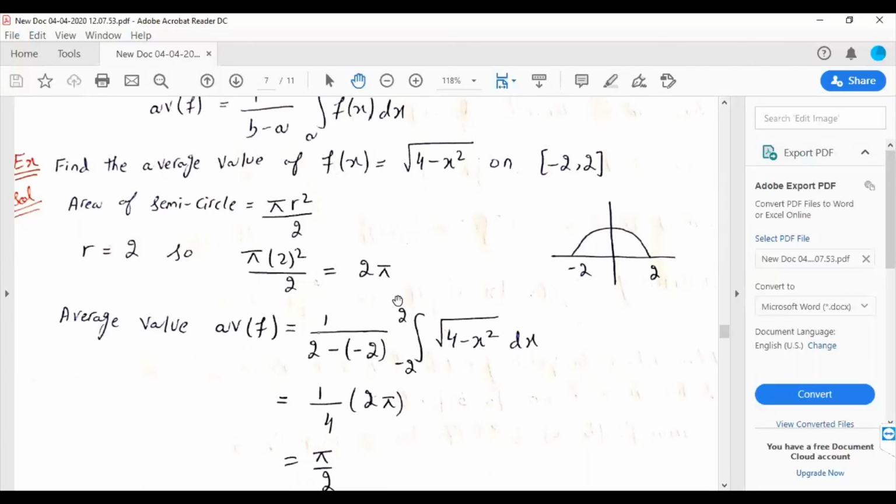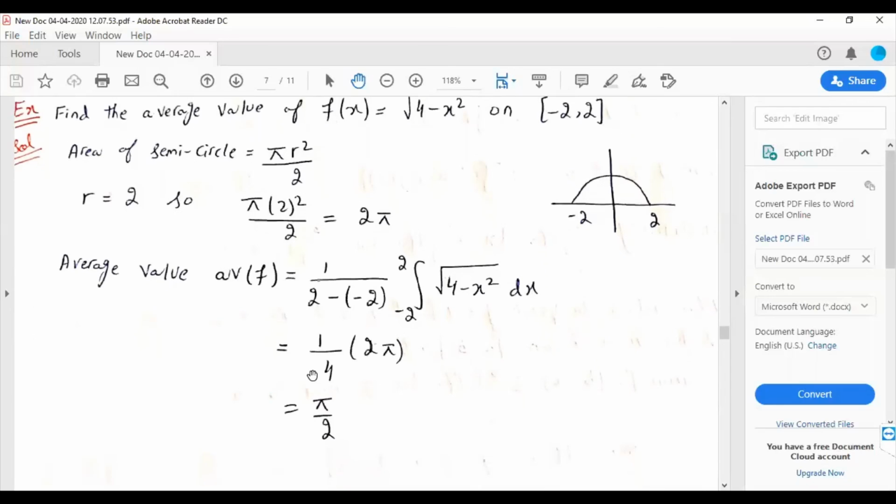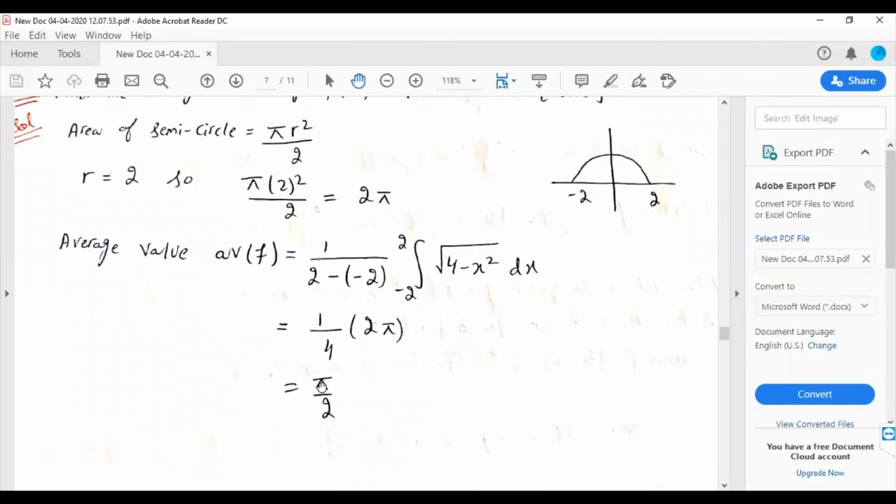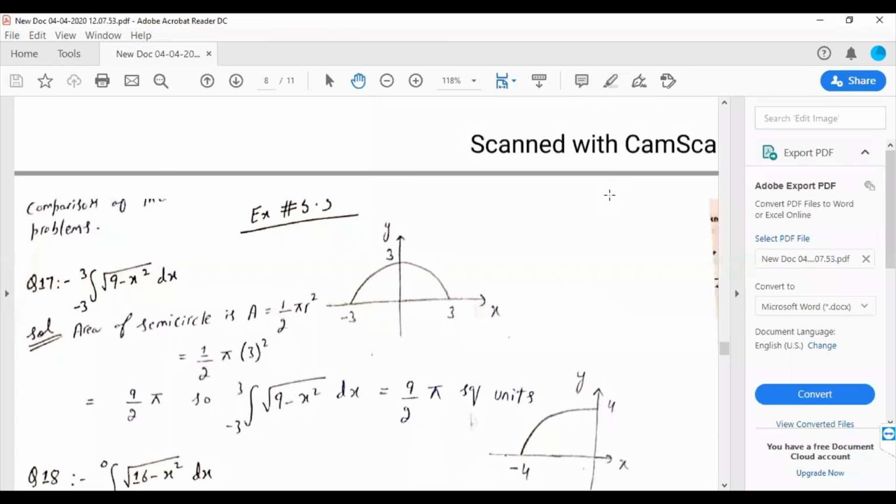So this is the answer of the integral from minus 2 to 2 of the radical 4 minus x square. So multiplying it with the inverse of the length of the interval, we get pi by 2. So the average value of the function the radical 4 minus x square on the interval minus 2 to 2 is pi by 2. Now after listening to this whole theory of integration, you can solve the exercise question and practice more questions on this topic.